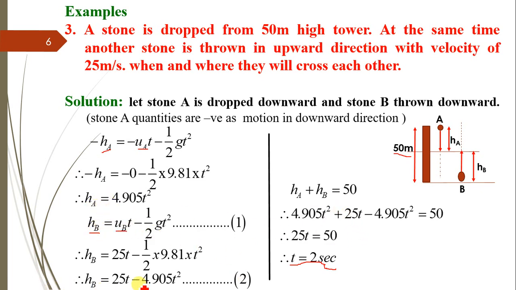Similarly, HB equals, substituting the value of t as 2 seconds, the height of stone B. So within the time interval of 2 seconds, A will travel a distance HA and B will travel a distance HB, and at this point both will meet each other. In this way, by considering the motion in the upward and downward directions, we can determine the distances.